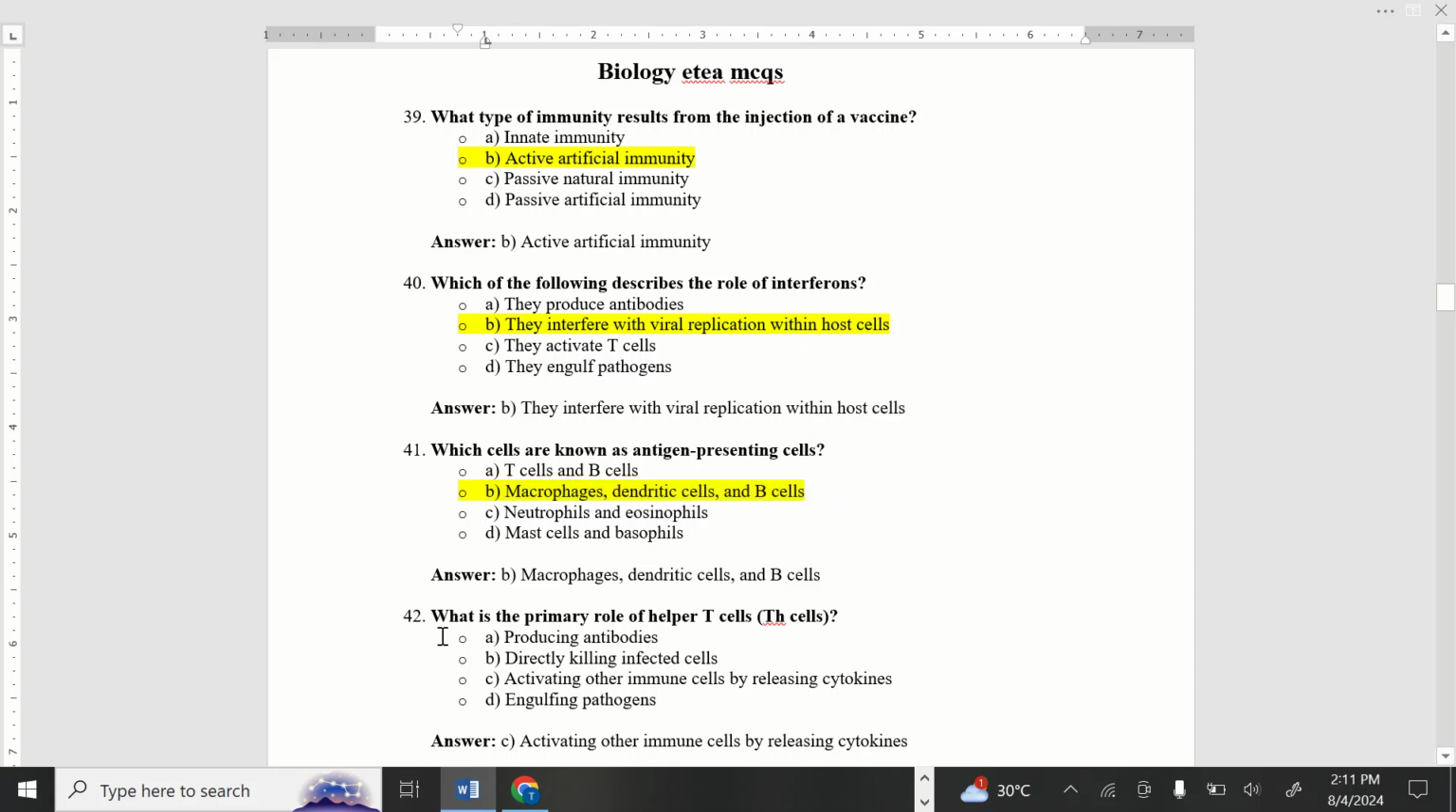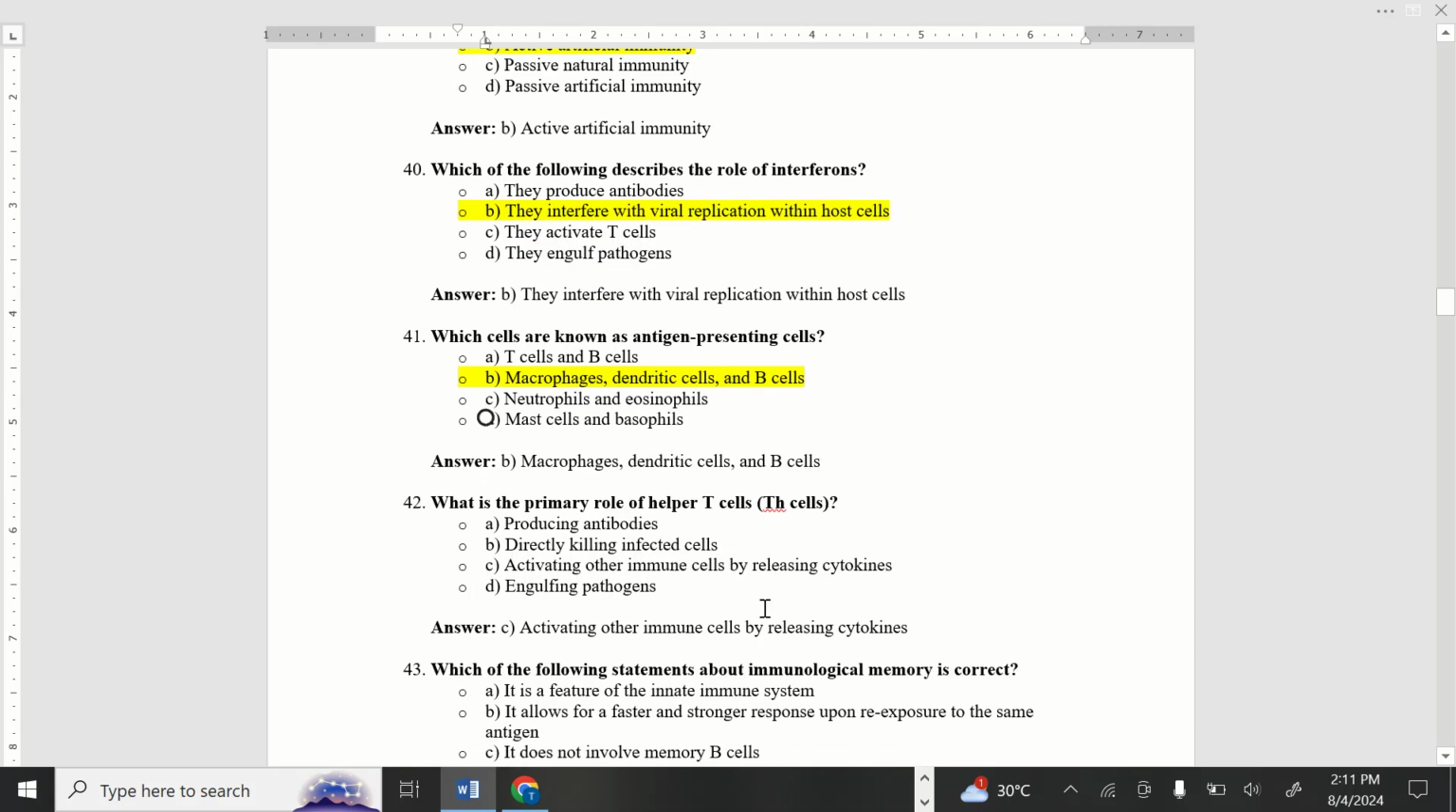The next MCQ is: what is the primary role of helper T cells? A. Producing antibodies. B. Directly killing infected cells. C. Activating other immune cells by releasing cytokines. And D. Engulfing pathogens. So the correct option is C.